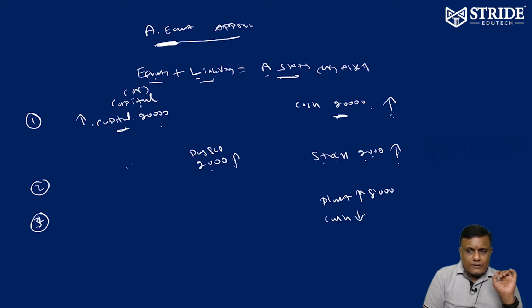So cash decreases by 8,000. Here we have two adjustments. 8,000 increase, 8,000 decrease. Result net 0. Plant increases 8,000, cash decreases, result 0. One is an increase, another one is a decrease. Increases I will treat as a plus, decreases I will treat as a minus.